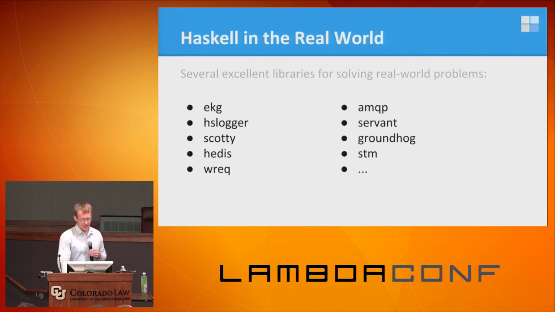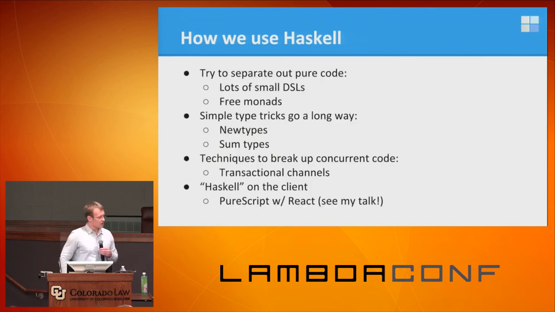So there's something on Hackage for pretty much every real world thing you could want, I think, at this point. So, how we use Haskell, very briefly. Like I said, you want to try and push effects to the boundaries. And we have these various techniques and little tricks for separating out pure code and DSLs. We might use a free monad for describing the signature of a particular DSL we want or something like that.